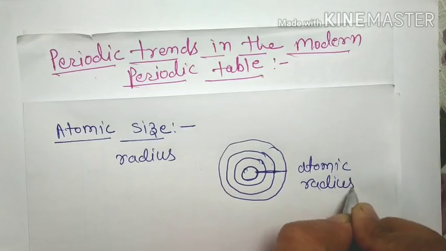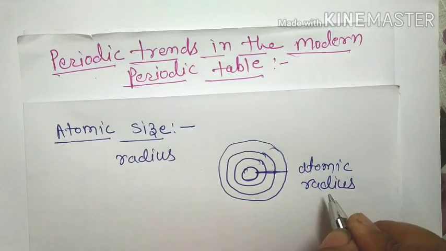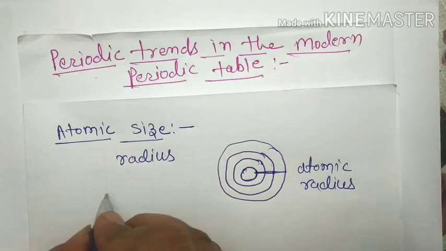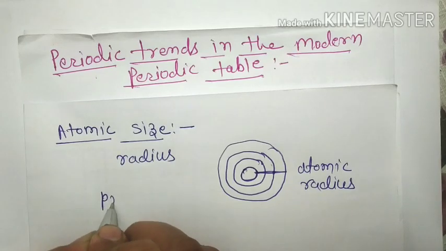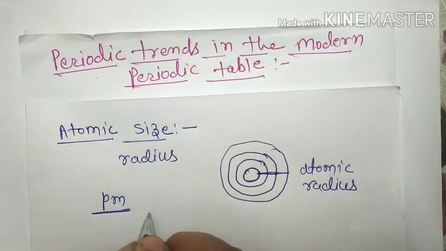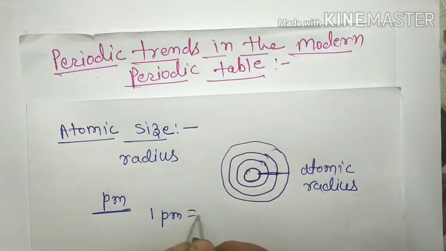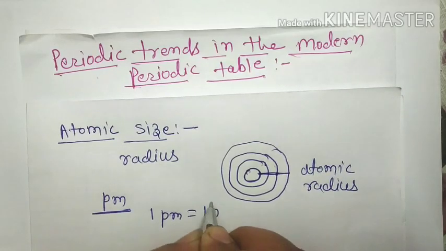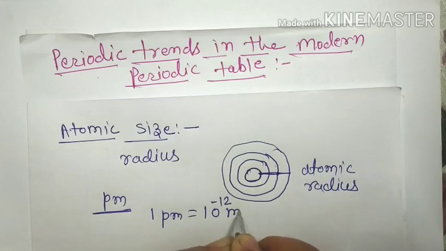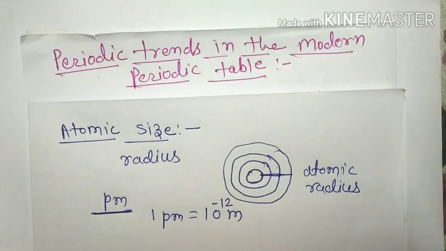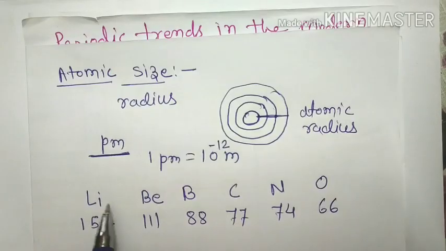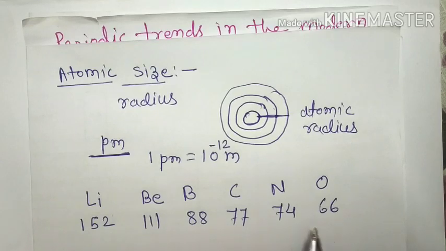Greater the atomic radius, larger is the atomic size. Atomic radius is measured in terms of the unit, that is picometer. 1 picometer is equal to 10 to the power minus 12 meter. So this is a unit to measure the atomic radius. Let us see, these are the elements of the second period. And these are the atomic radii that are given.